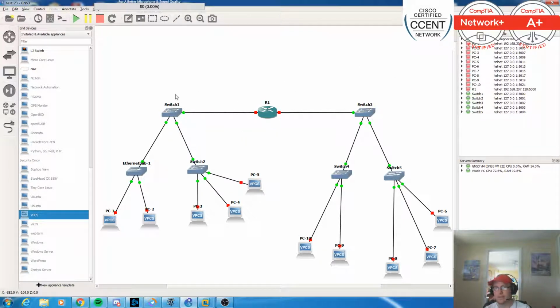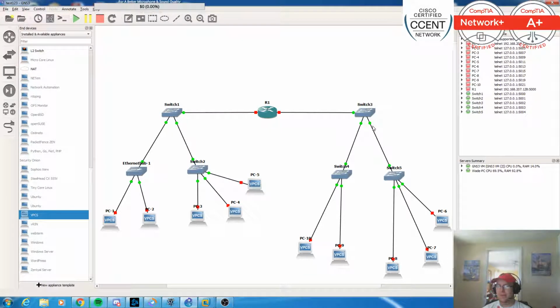Don't forget that these two connected, that is a collision domain, the switch to the router. Now if this was a hub going to the router, then this would be an entire collision domain. So just remember the hub and switch. The biggest difference is understanding the hub and switch.